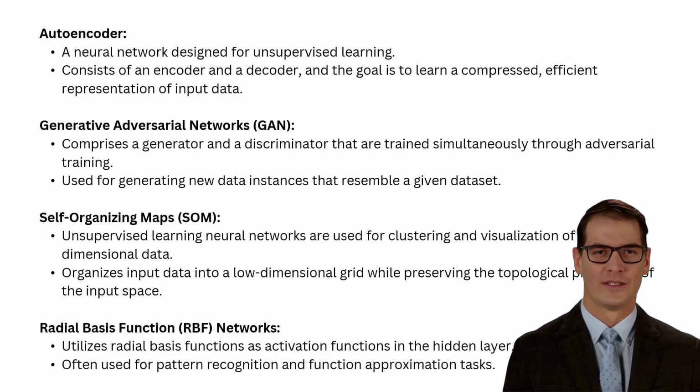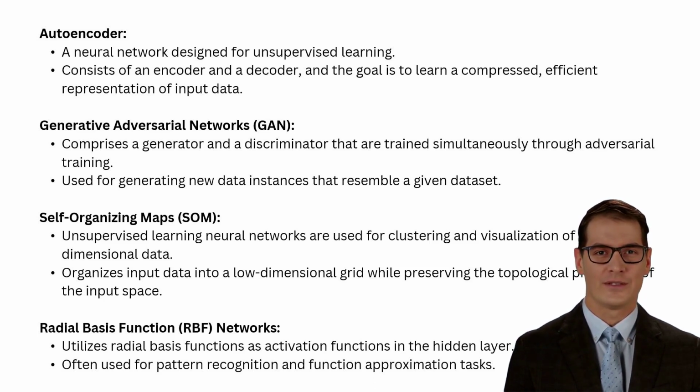Artificial neural networks, autoencoders, generative adversarial networks, self-organizing maps, and radial basis function networks are all types of machine learning algorithms. Artificial neural networks use interconnected neurons to simulate the behavior of the human brain and solve complex problems. Autoencoders are neuron networks specifically designed for unsupervised learning, consisting of an encoder and a decoder. Generative adversarial networks are composed of a generator and a discriminator that generate new data that looks like existing datasets.